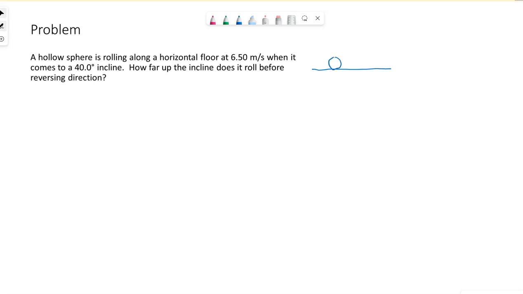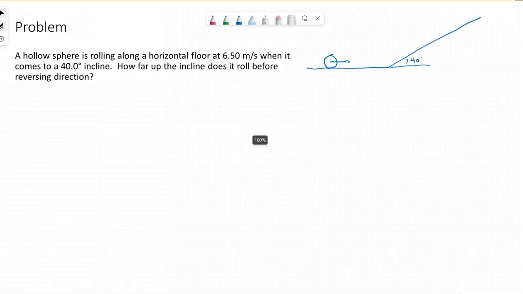So the sphere has been rolling. It reaches a 40-degree incline. This 6.5 meters per second is a speed, so it's v of the center of mass. That's the speed it has as it approaches the incline, and then it's going to continue rolling until it reaches a maximum height, which is where, of course, it will reverse direction and come back.